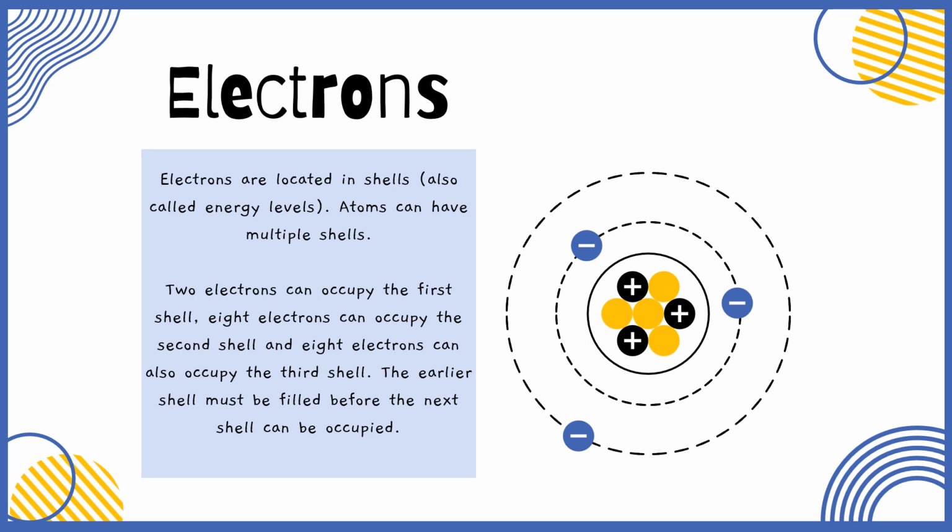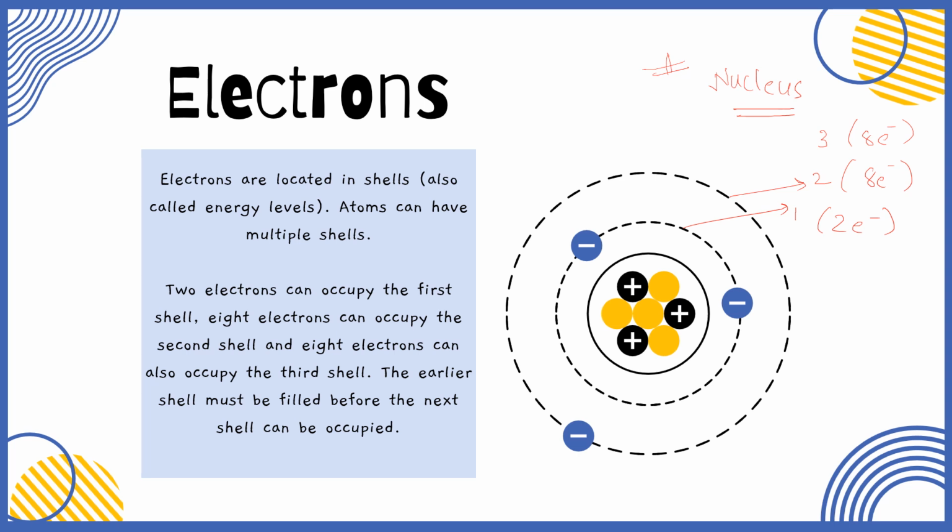Now, electrons are located in shells, also known as energy levels. And just remember this thing that the nucleus is only one. There is only one nucleus in an atom, but the shells can be many, like first shell, second shell, there might be a third shell as well, fourth shell as well. And there is a rule that only 2 electrons can be filled in the first shell. Only 8 electrons can be filled in the second shell. And if there is a third shell, only 8 electrons can be filled in the third shell.